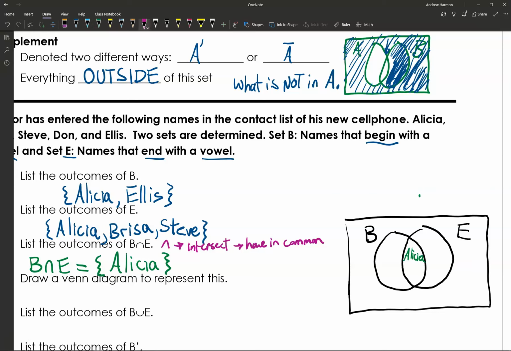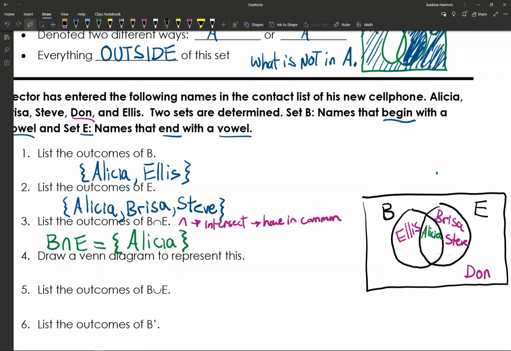And then from there, we just have to find all the other pieces. What else was in set B? Well, Ellis was also in set B, so we go there. And what was in set E? Brissa and Steve. Now, are we leaving anyone out from the list of contacts? Is there anyone that we didn't list in either one of these? Yeah, Dawn. So we're going to put Dawn not in either of those sets, but he's still in the list of contacts, which is our universal set. So he goes outside of that Venn diagram. Every contact in his list of contacts is included.